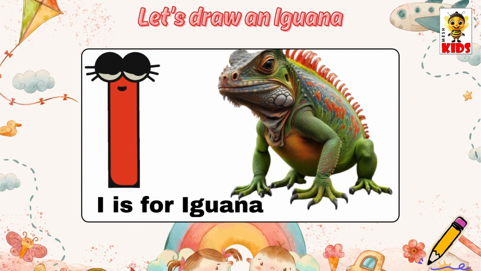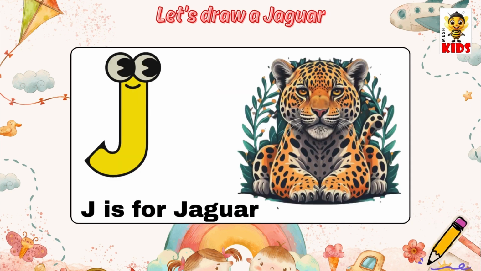Wonderful! Great job! Let's start with the next alphabet. Moving on to the letter J. J stands for jaguar. Let's draw a jaguar.